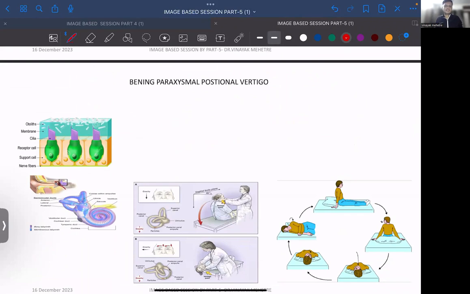Patient presented with vertigo. Okay, patient presented with vertigo. No other features are given. Remember, most common cause of vertigo is BPPV. Okay, right? BPPV. What happens?